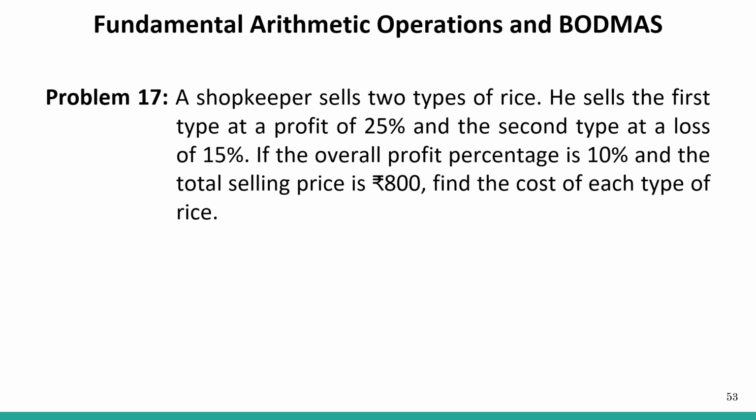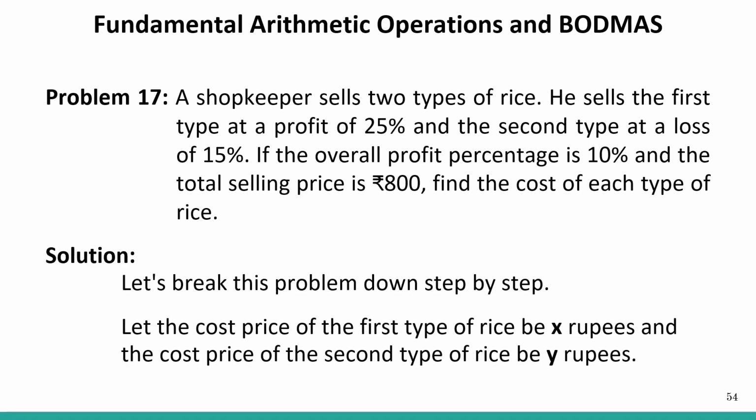Let's see problem number 17. A shopkeeper sells two types of rice. He sells the first type at a profit of 25% and the second type at a loss of 15%. If the overall profit percentage is 10%, then the total selling price is 800. Find the cost of each type of rice. So let's break the problem. Let the cost price of the first type of rice be x and the second type be y.